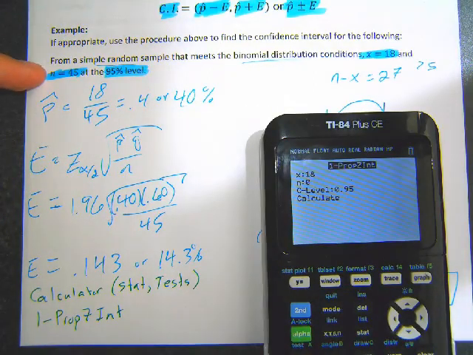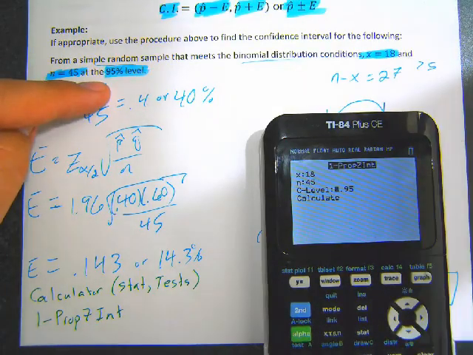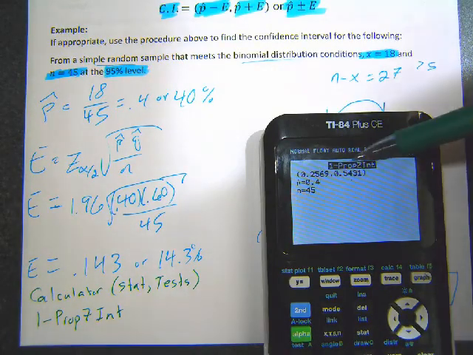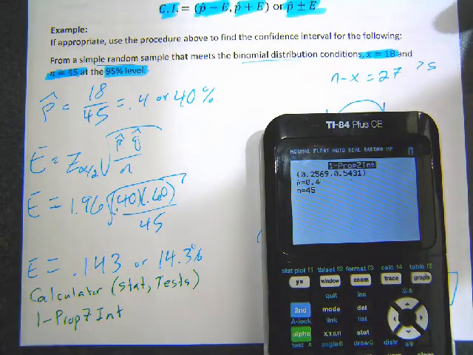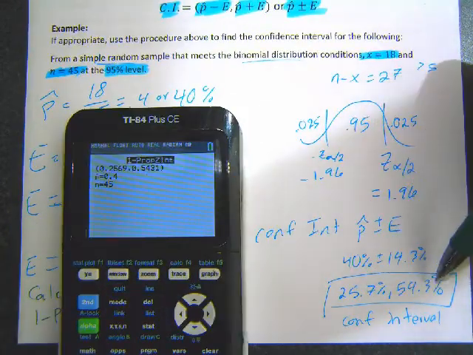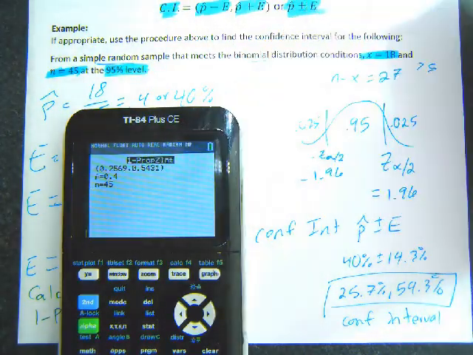n is 45, I put that in, enter. The confidence level, 95%, so we put in 0.95. Like I said, that's really common, that's why it was already in there. And then we calculate, and it gives us the confidence interval. So that confidence interval we have right here, 25.7 and 54.3. There it is, 25.7 if you round it, 54.3.